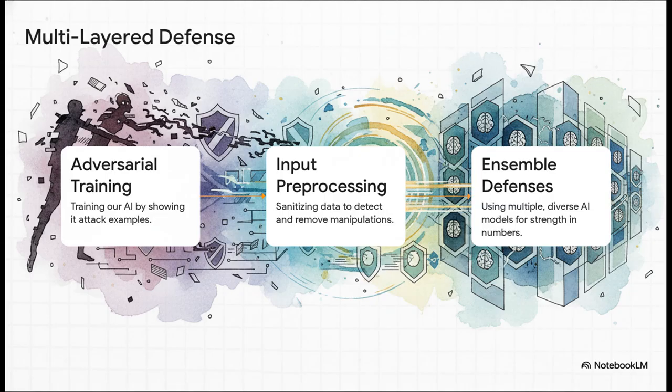First up is something called adversarial training. It's basically a sparring session for your AI. You intentionally show it attack examples so it learns how to recognize deception. Second is input pre-processing. Think of this like a sanitation checkpoint that cleans and checks data before it ever reaches the model. And third, you have ensemble defenses. I love this one. Instead of one AI guard, you have a whole team of them, all with different skills, which makes it way harder for an attacker to fool all of them at once.